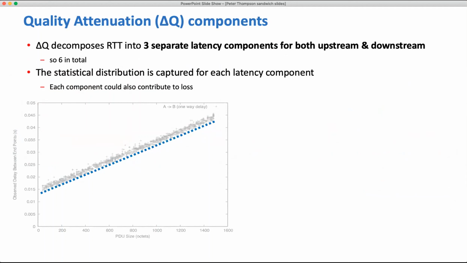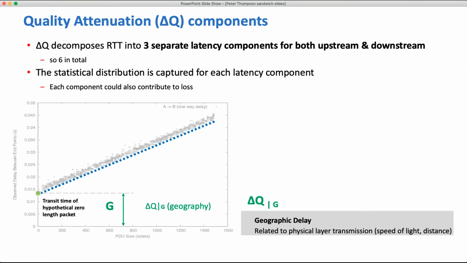distribution by size. We can extrapolate it to get away from what the actual minimum packet size is and say, if we could take this all the way to 0, how long would it take? This is the sort of theoretical minimum time. We call this the G component, the geographic delay. Obviously this is related to things like how far apart things are and the speed of light.